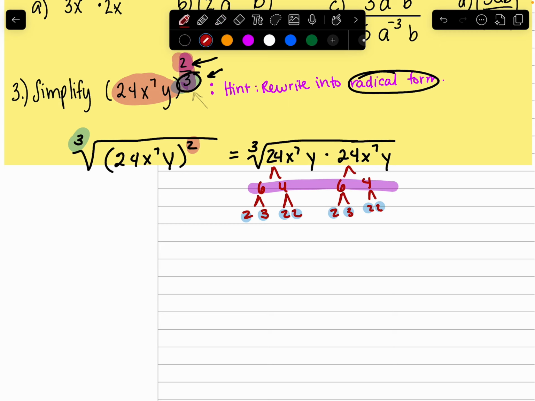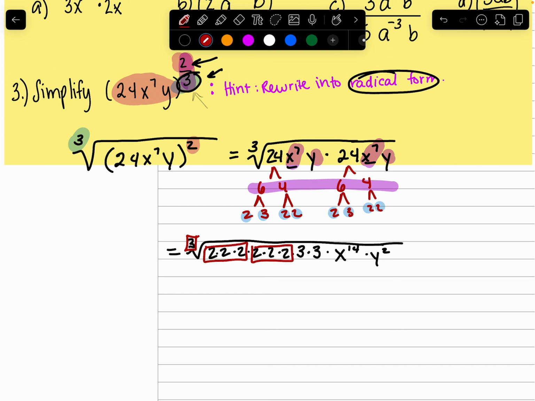So now let's rewrite what we have. So we have cube root of, we have 6 2's, 1, 2, 3, 4, 5, 6, and then we have 2 3's. Then we have 14 x's. So I'm going to put x to the 14 because x to the 7 times x to the 7 is x to the 14, using properties of exponents. And we have 2 y's, so y squared. Now we have our index. Index is 3, so we're going to box 3 of each.